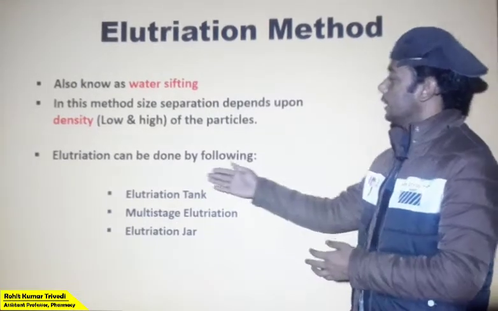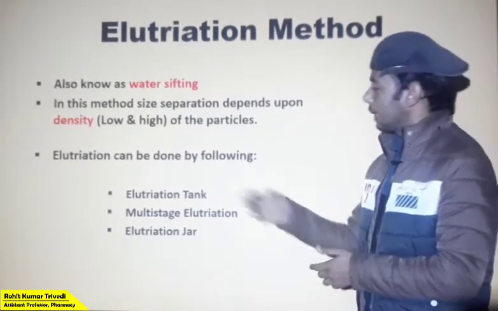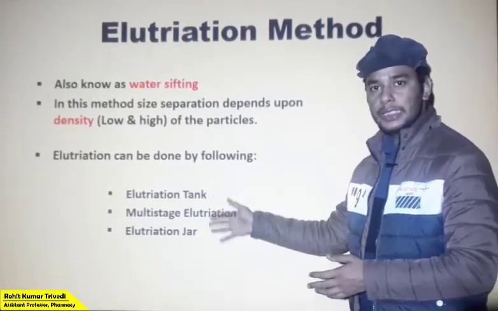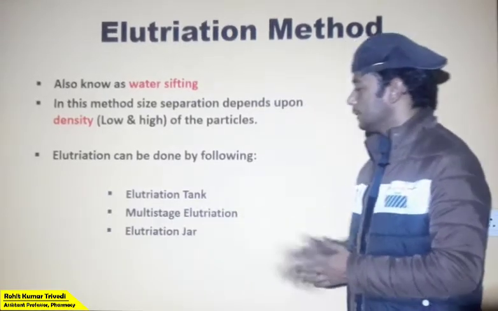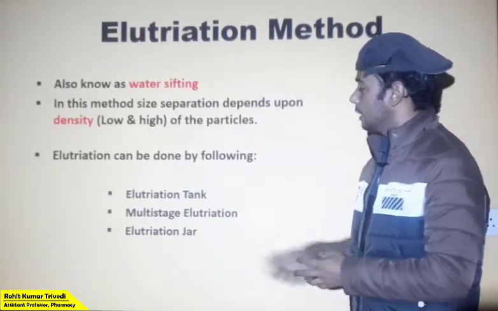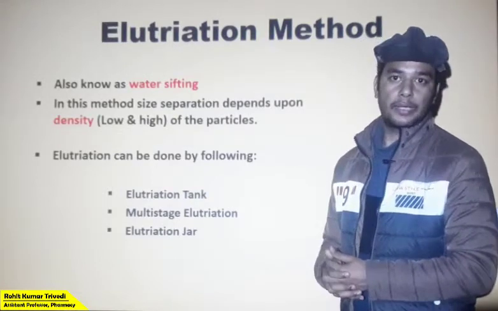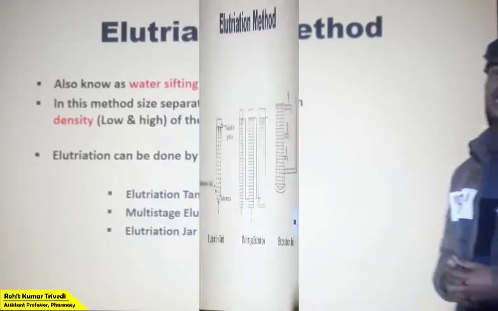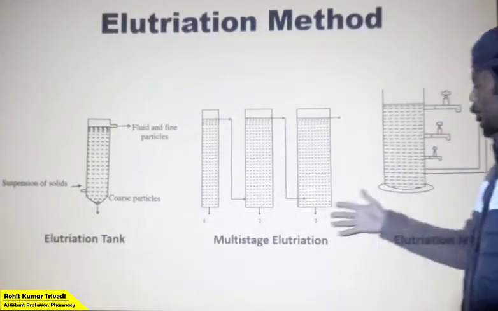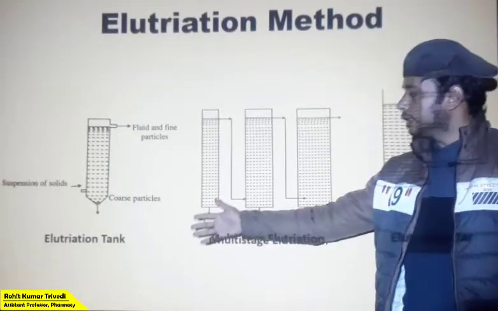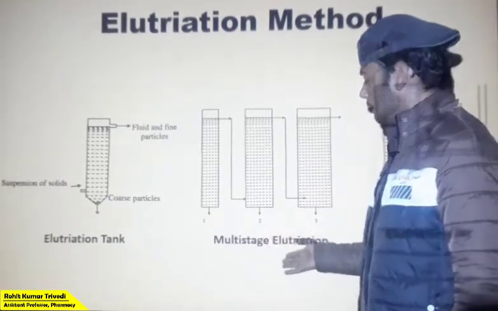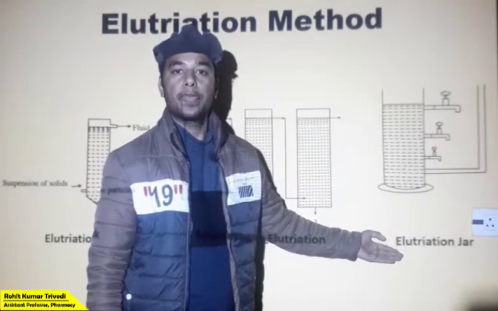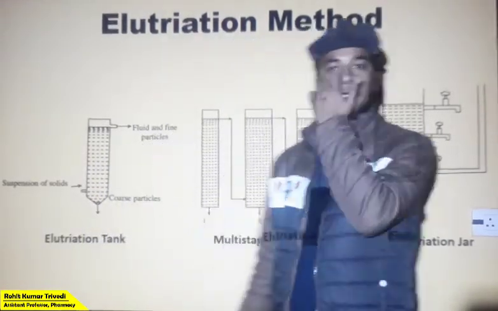The elutriation method can be done by these three methods. These are the equipments: the elutriation tank, next is multi-stage elutriation, and the third one is elutriation jar. Let's have a close look at what these three different methods are. As you can see, first is elutriation tank, second one is multi-stage elutriation, and the third one is elutriation jar. Now have a close comparison between these three.